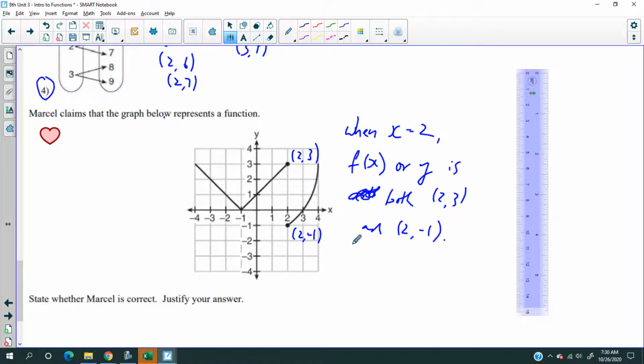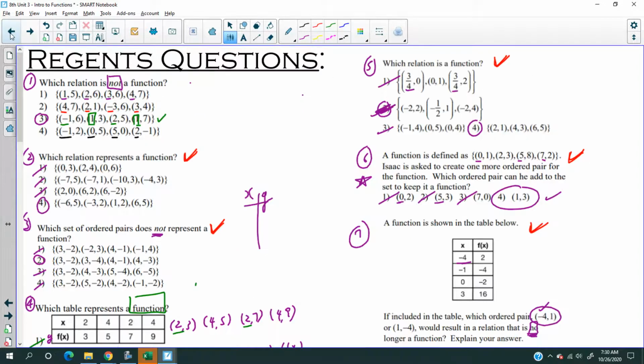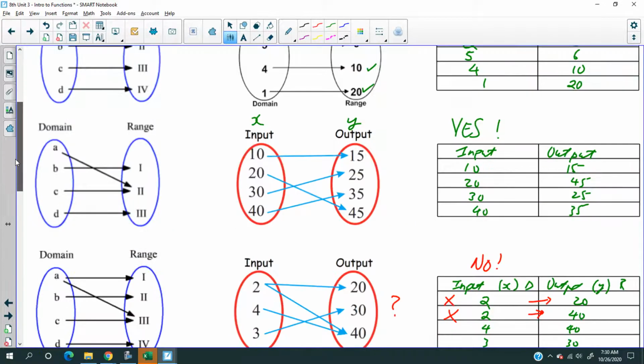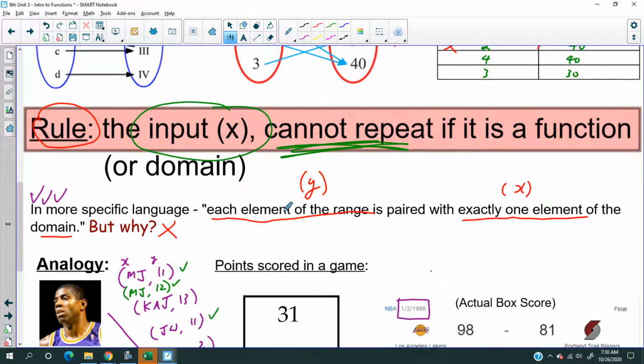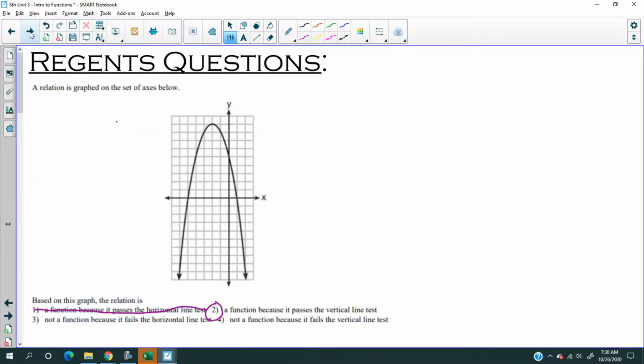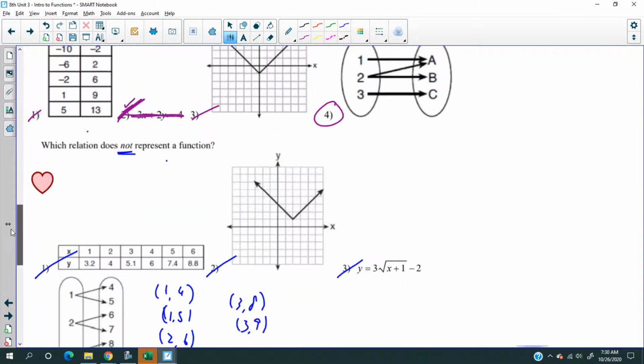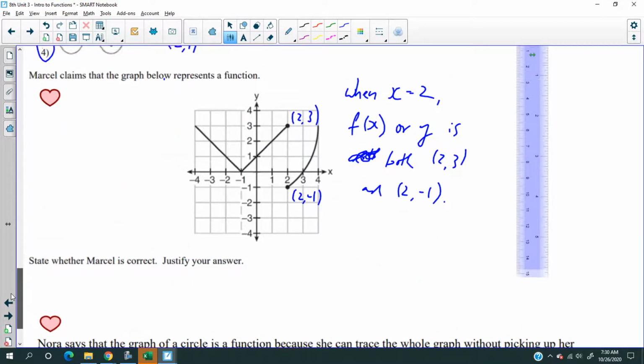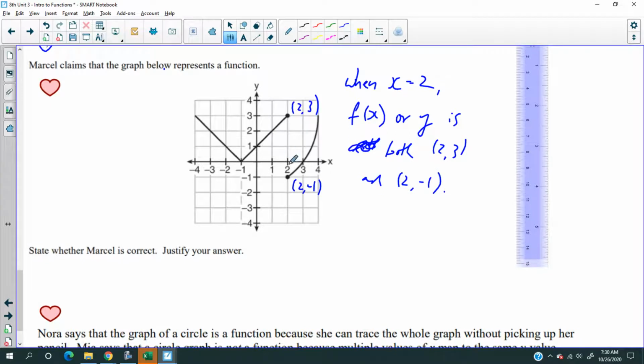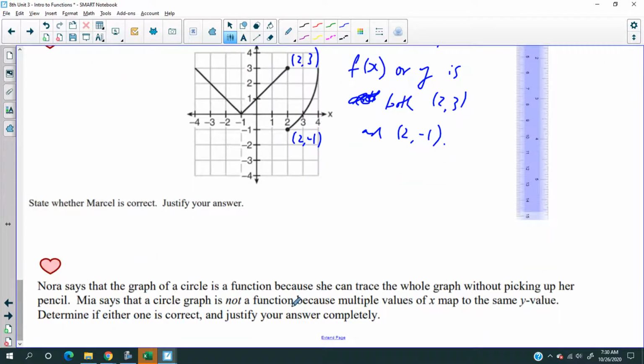So it repeats, right? And then you can state, remember that statement that we had from what feels like some time ago: each element of the range has to be paired with exactly one element of the domain. Again, each element of the range is paired with exactly one element of the domain. So that's the language you can use to explain that too, okay? Or you can say, the x repeated twice. I would use the former. It's more official language.